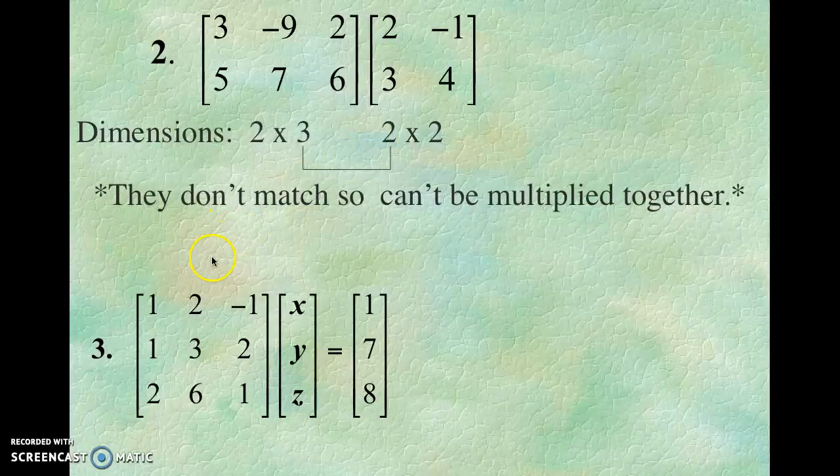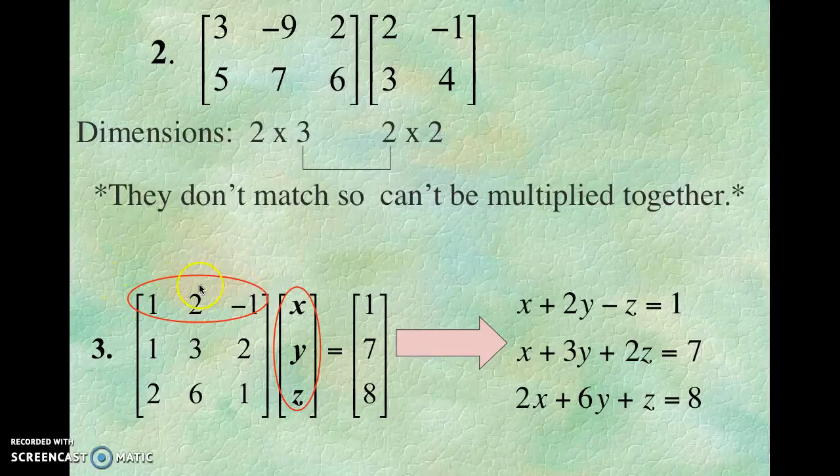Alright, for this one, we're going to multiply the first row by the column of the other matrix. So when we do that, we're going to get x plus 2y minus z, and that's going to be equal to 1. You do the same thing. So 1 times x, 3 times y, 2 times z. That's how we got this, and that's equal to 7 on the other side. 2 times x, 6 times y, 1 times z, and that's equal to 8. And then you could solve.